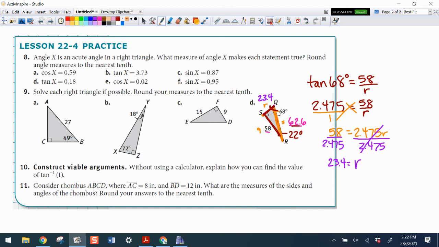Now, I encourage those that want to practice the Pythagorean theorem, now that we know it should be 23.4, to feel free to utilize this opportunity to use the Pythagorean theorem to find r and make sure that it is that value that we got here.